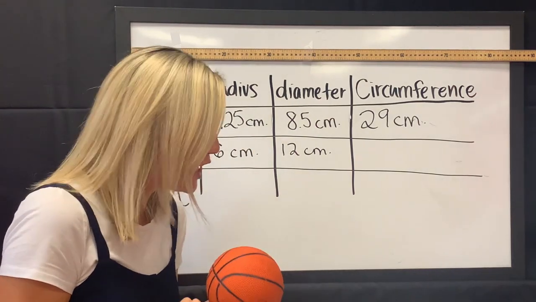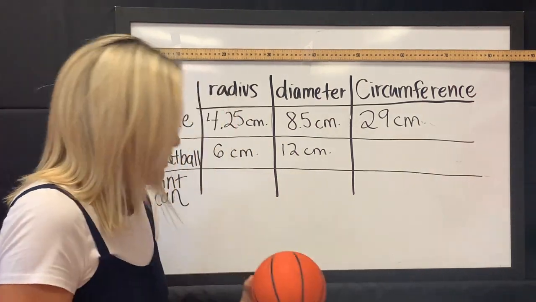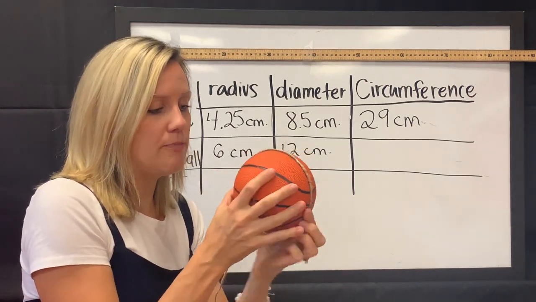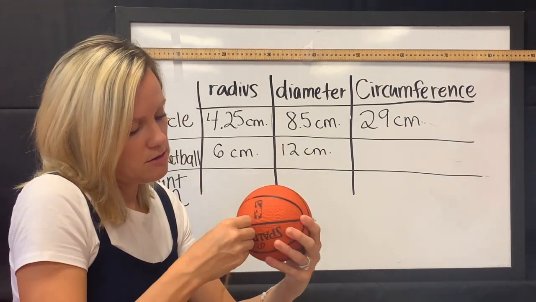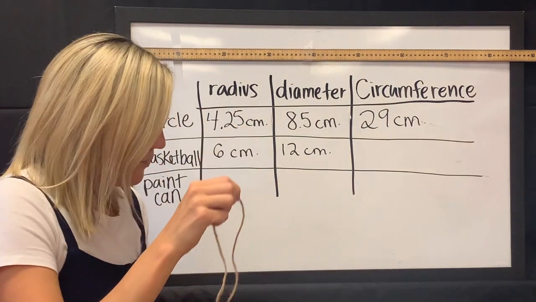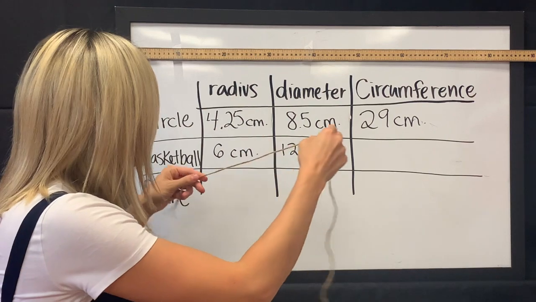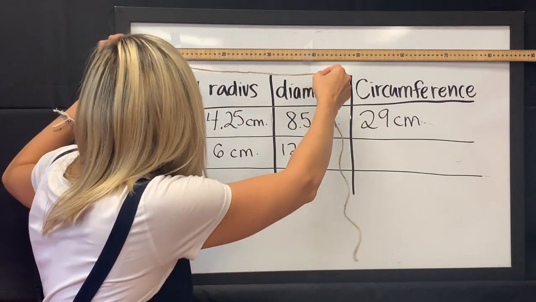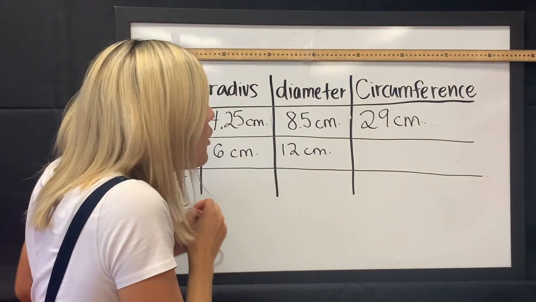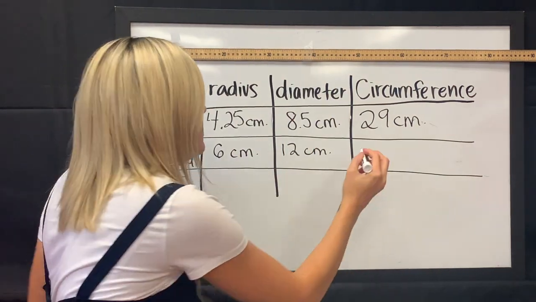Okay, on to the circumference. So I'm going to take this string and I'm going to wrap it all the way around this basketball. Okay. It is about 41 centimeters.